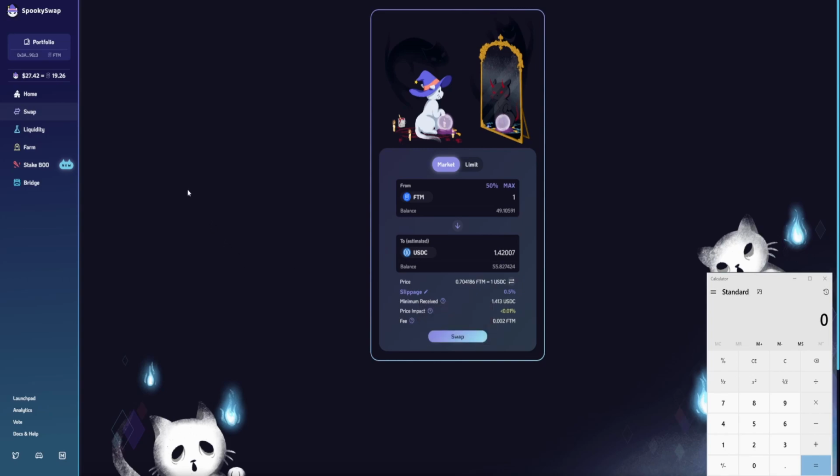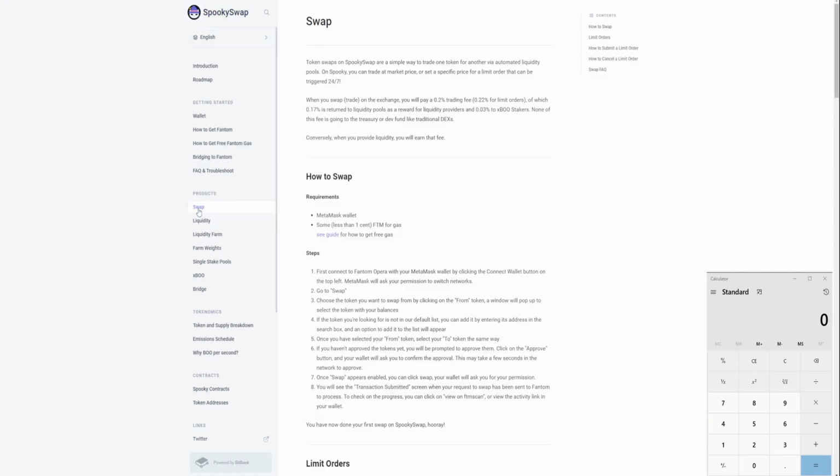Now we can go over to the docs and help page down here. I've already got it pulled up. Here it is. And you'll notice if you go to the swap product area, it'll explain this a little more in depth. It'll say when you swap on the exchange, you will pay a 0.2% trading fee, or 0.22% if you choose to do a limit order, of which 0.17% is returned to liquidity pools as a reward for liquidity providers and 0.03% to XBoost stakers. None of this fee is going to the treasury or dev fund like a traditional DEX. Conversely, when you provide liquidity, you will earn that fee.